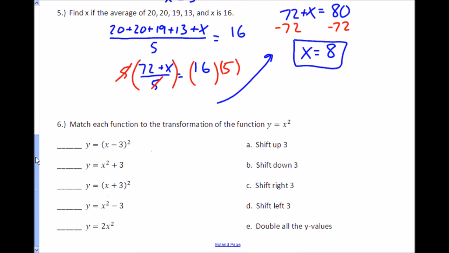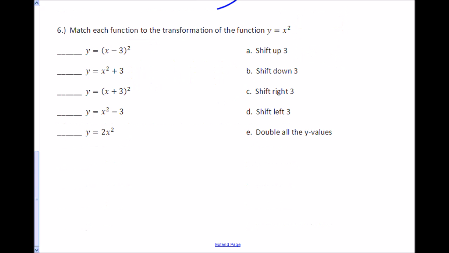In number 6, it says match each function to the transformation of the function y equals x squared. We talked about these transformations in the last chapter, but they apply to any function. So when I'm looking at this, remember when I add on the inside or subtract on the inside, it moves it left and right, but it goes the opposite direction I might think. So subtracting on the inside is going to move it to the right that many units, which is letter C. So it's going to shift to the right 3.